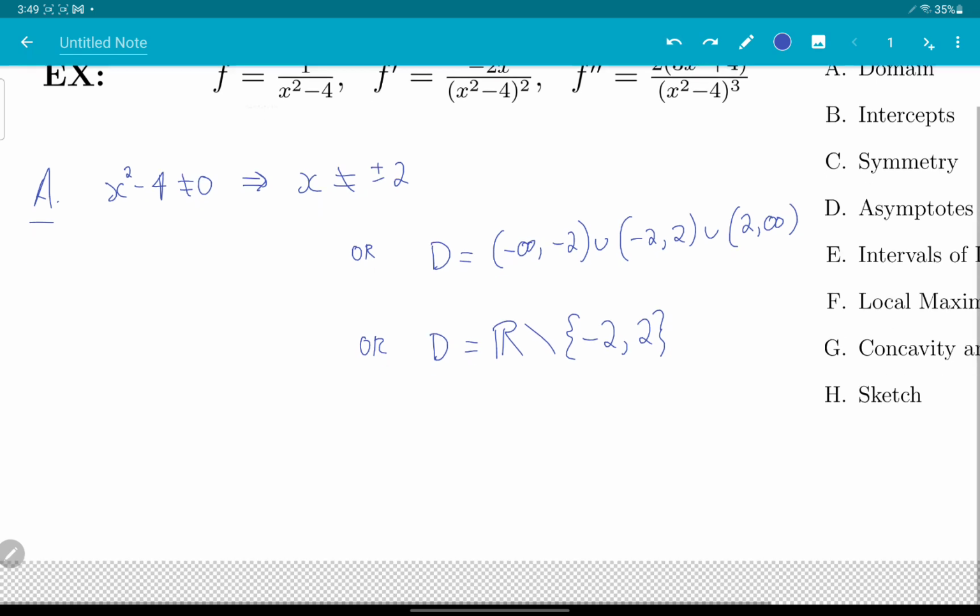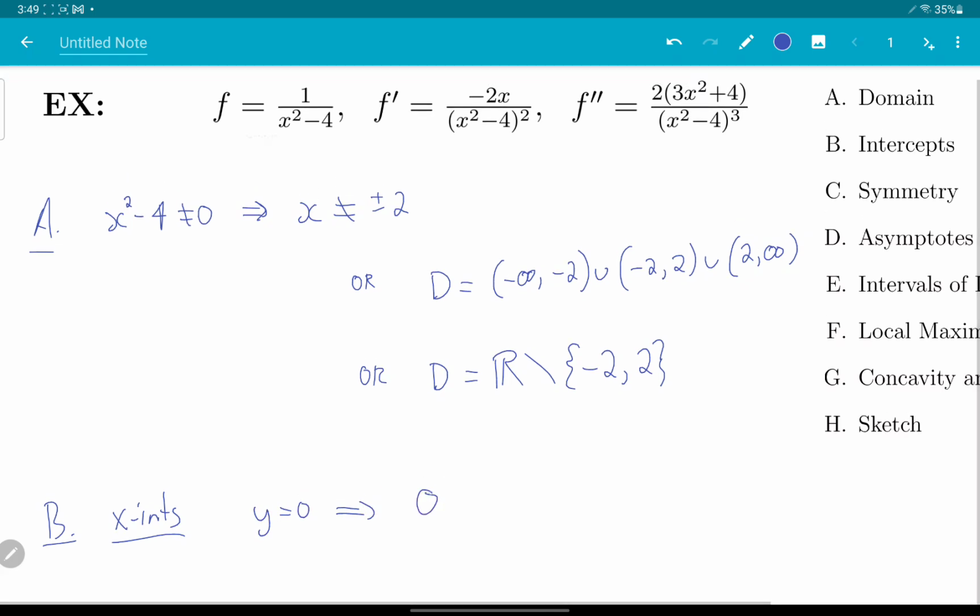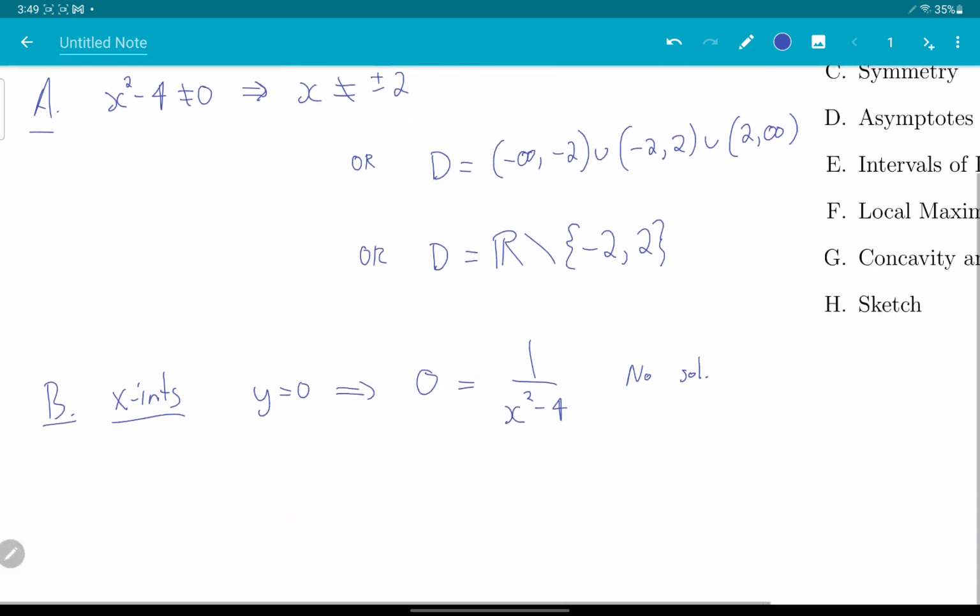B, intercepts. Okay, the x-intercepts, you set y equal to 0 or f equals 0. So you get 0 is equal to 1 over x squared minus 4, and there is no solution. Okay, that's not possible. I can't take 1, divide by a number, and get 0. So there are no x-intercepts.